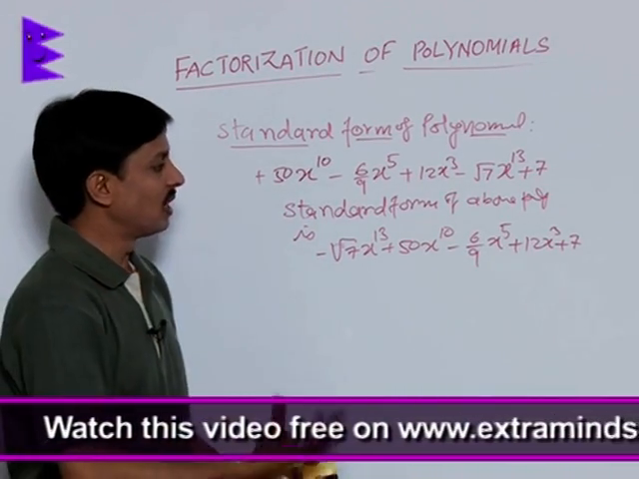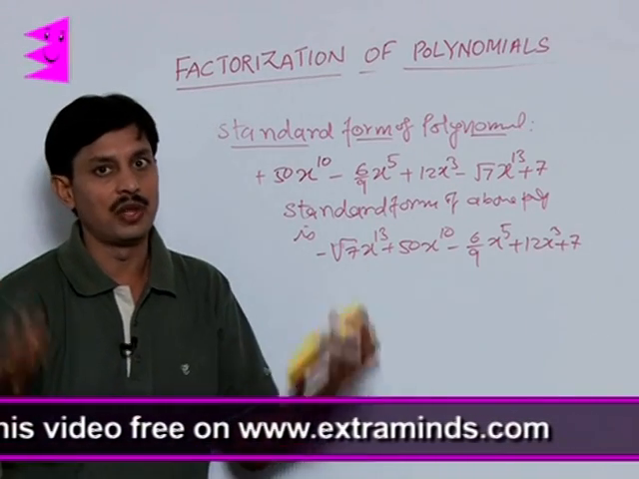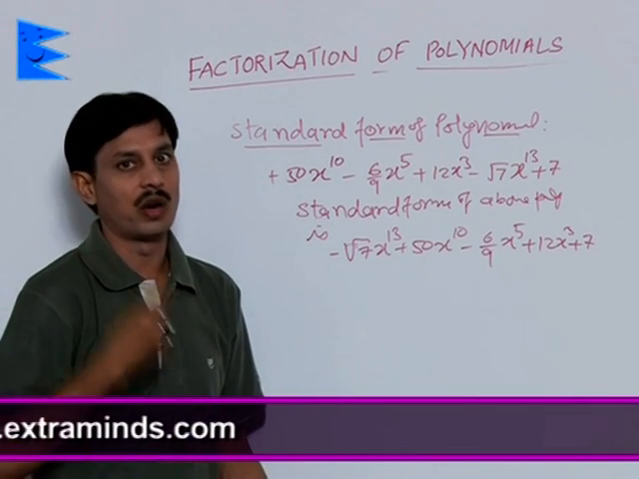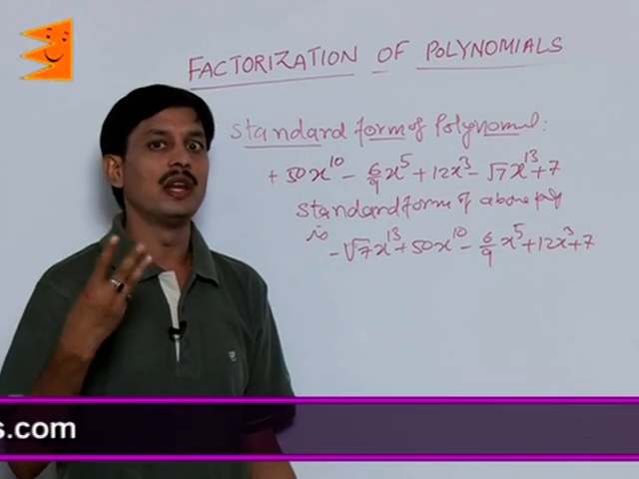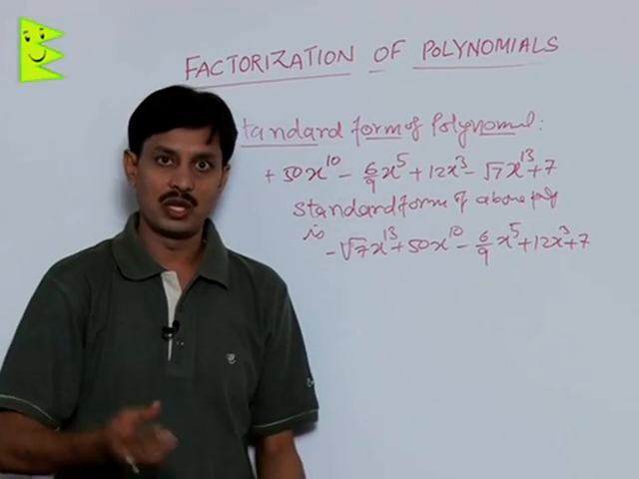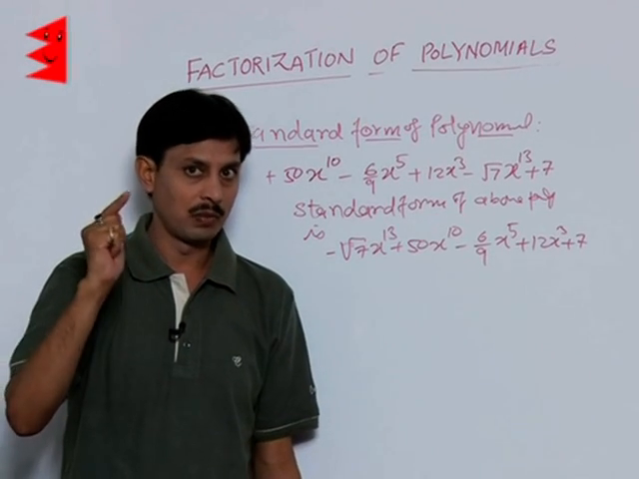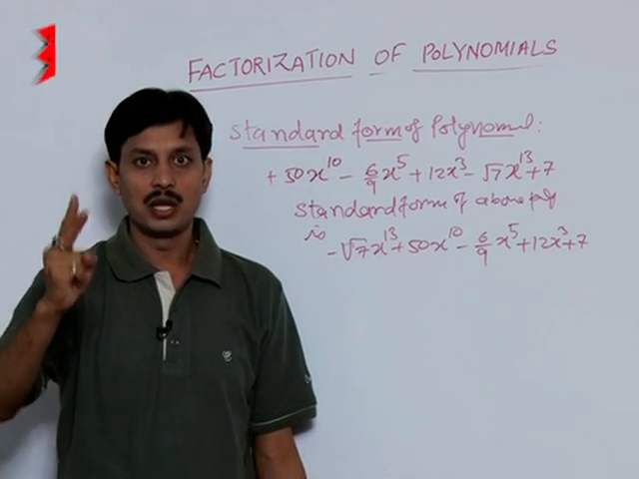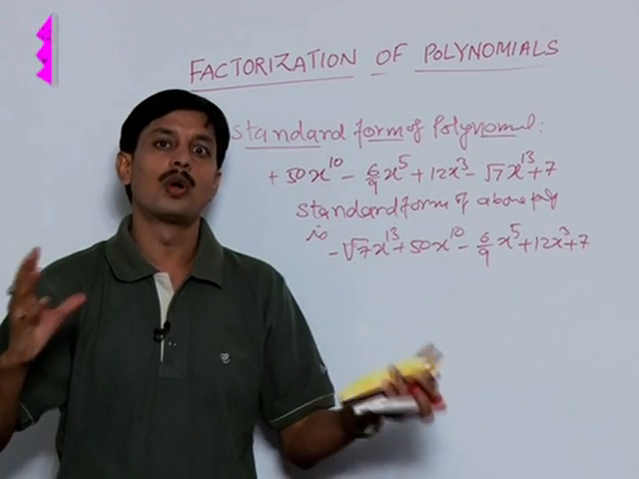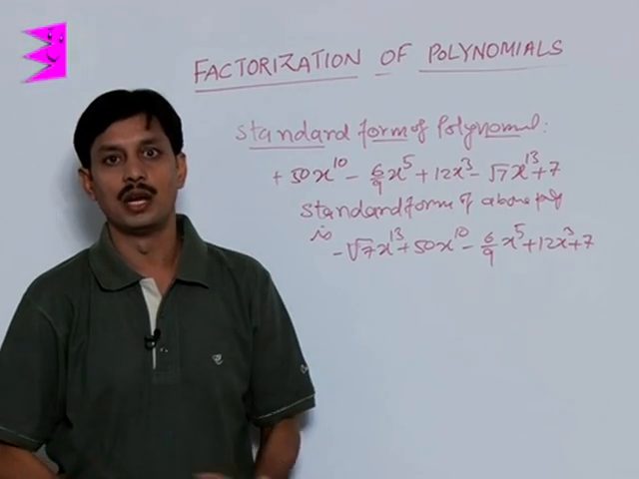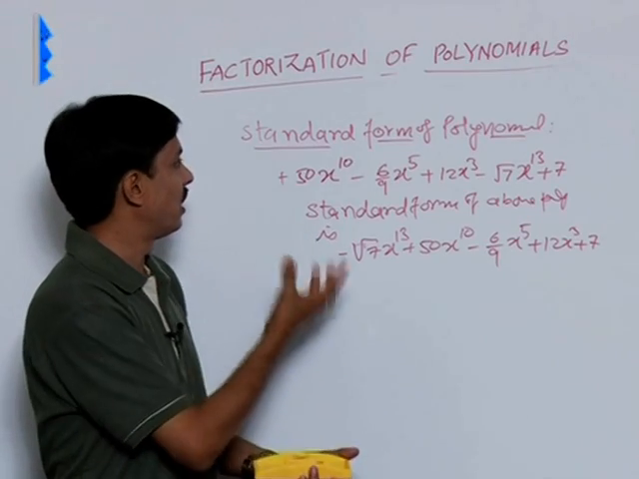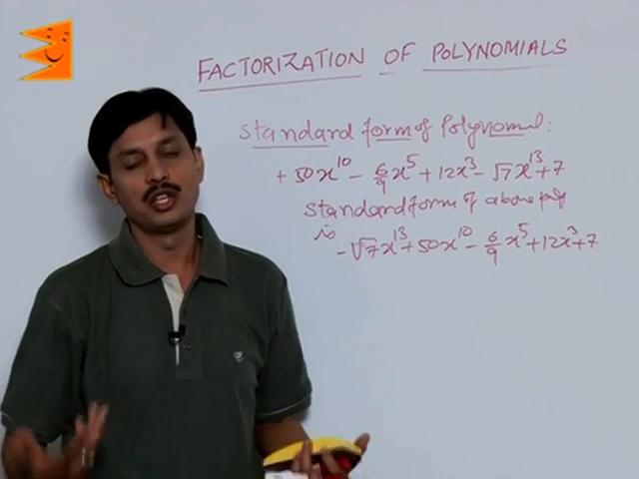Polynomials have been classified on the basis of their degree: constant polynomial if the degree is 0, linear if the degree is 1, quadratic if the degree is 2, cubic if the degree is 3, biquadratic if the degree is 4. In the same way, there are a few names based on terms. If there is a single term, it is a monomial. If there are two terms, it is a binomial. If there are three terms, it is a trinomial. If there are four terms, it is known as a multinomial. So this is the way of classifying the terms and arranging them in their standard form.